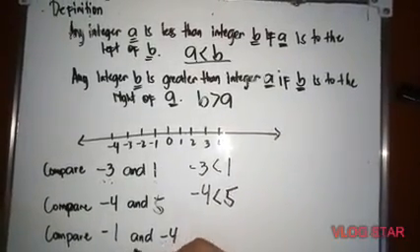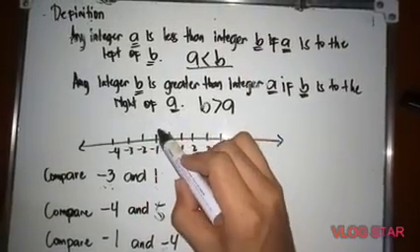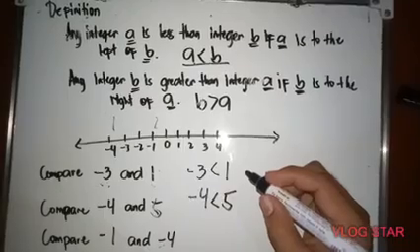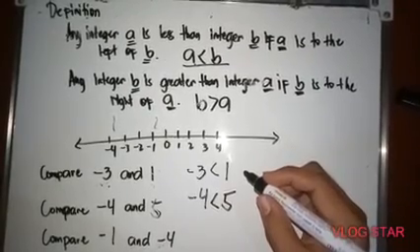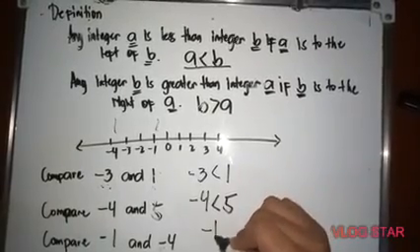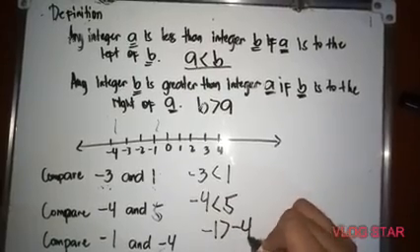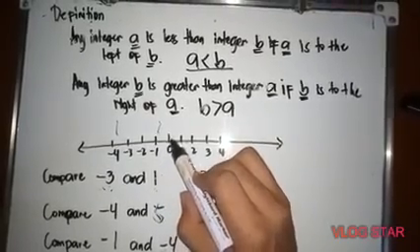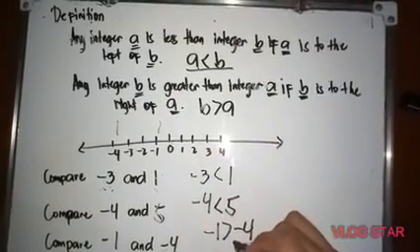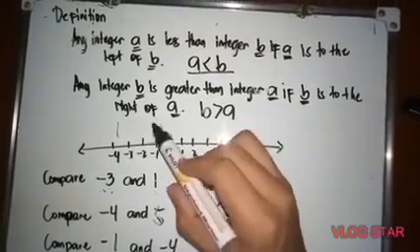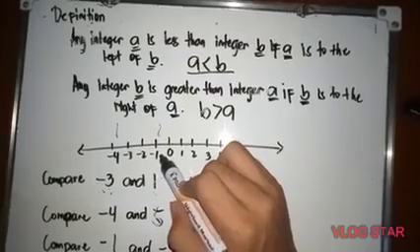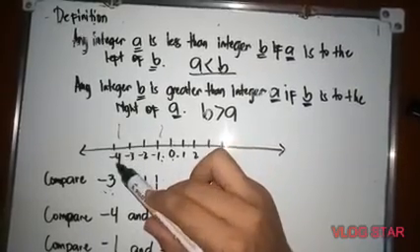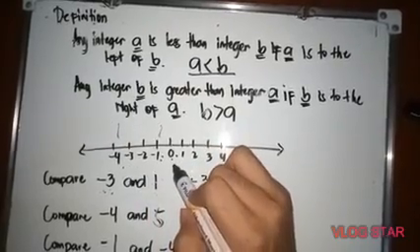And the last one is -1 and -4. So here is -1 and this is -4. Since -1 is on the right side of -4, then we can say that -1 is greater than -4. Or by simply looking at this one, since -1 is nearer to 0, then we can say that -1 is greater than -4, because if a negative integer is nearer to 0, it means that its value is greater than those negative integers farther from 0.